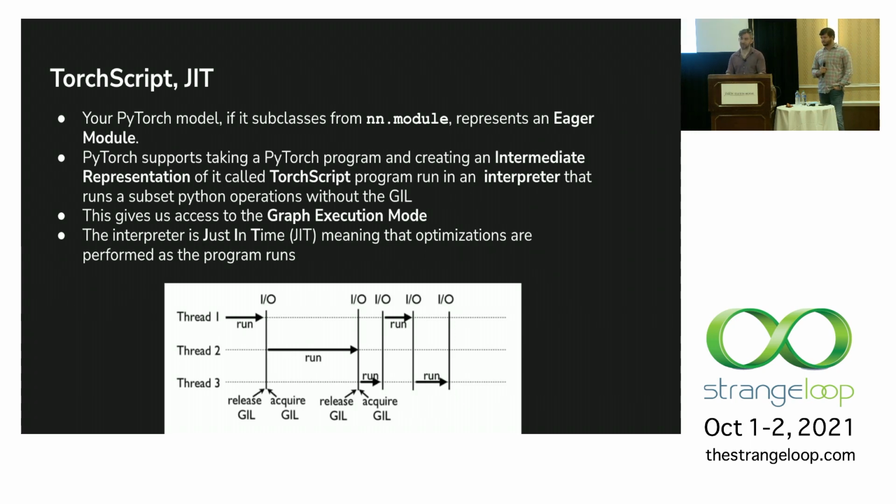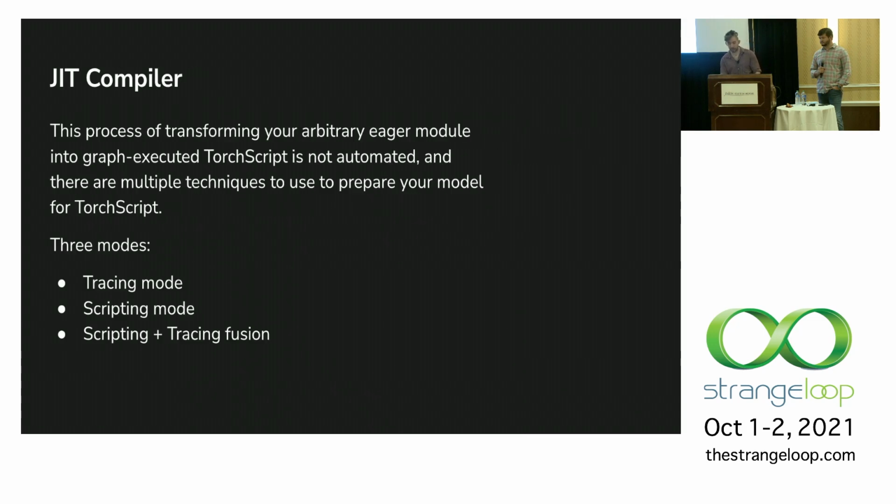This gives us access to what is called graph execution mode. And the interpreter is just in time, meaning that optimizations are going to be performed over the runtime of the program. We'll get into what that means a little bit more. So the just-in-time compiler allows you to serialize your eager execution modules in PyTorch into TorchScript, but that process is not automated. So you as the practitioner have to make a couple of decisions in terms of how you're going to do that. There are multiple techniques, and we'll cover them quickly here: tracing, scripting, and a combination of the two.